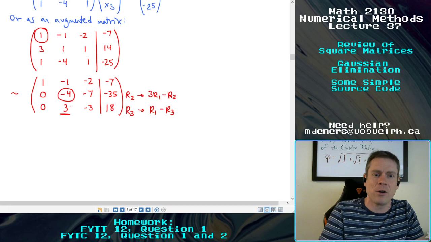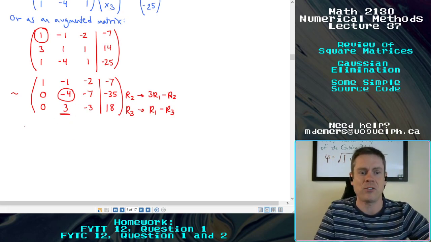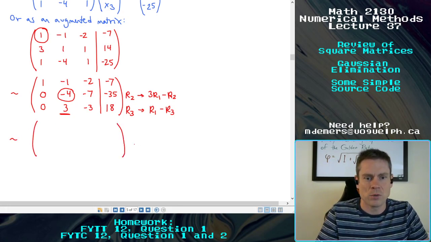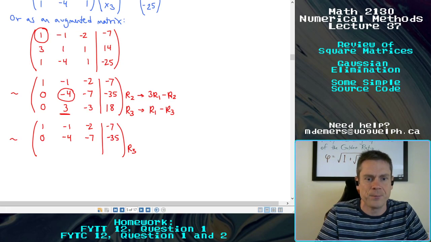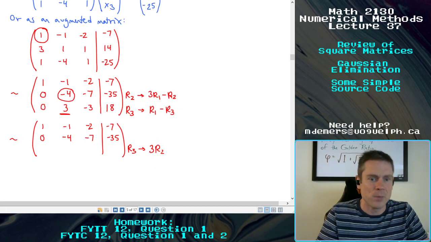I want to put a 0 here. And I need to use that pivot, that minus 4, to get there. So let's see. We're going to replace row 3. Let's copy out those top 2 rows because those aren't changing. It's only that bottom one that's going to change now. So 0, minus 4, minus 7, minus 35. And we're going to replace row 3 by 3 times row 2 plus 4 times row 3.